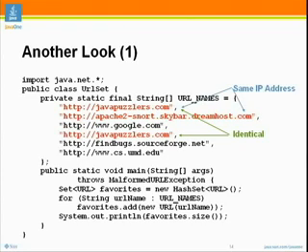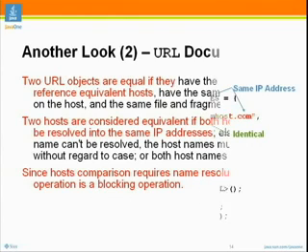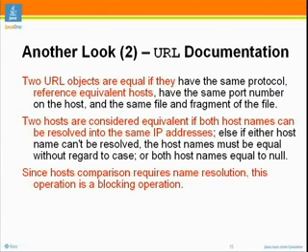If you look at the specification, you will find out that 2 URL objects are equal if they reference equivalent hosts. And furthermore, 2 hosts are considered equivalent if both host names can be resolved to the same IP address. And the other kind of interesting factoid here is that since host comparison requires name resolution, checking if 2 URLs are equal can block. Is that not delightful?